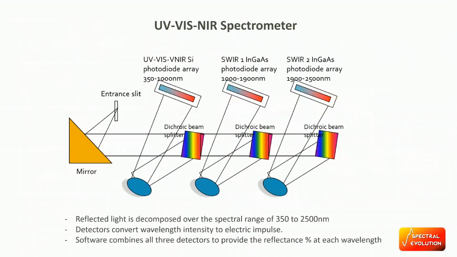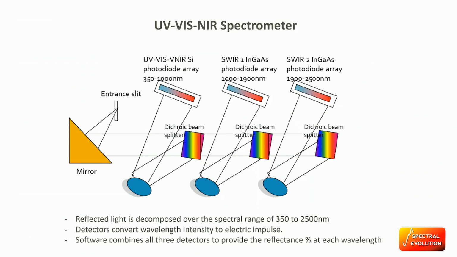So I'm going to go over a generalized view of what goes on inside of a spectrometer: how the spectrometer decomposes the reflected light and how it reads from 350 to 2500 nanometers, and how our detectors convert these wavelength intensities into electrical pulse, and our software combines all three detectors to provide the reflectance percent at each wavelength. At the entrance slit, the light will come into the spectrometer. It will hit the first mirror and send it down the series of dichroic beam splitters. These essentially allow certain wavelengths to pass through them and reflect the targeted wavelengths to another mirror that then sends it to a photodiode array that is targeting those wavelengths.